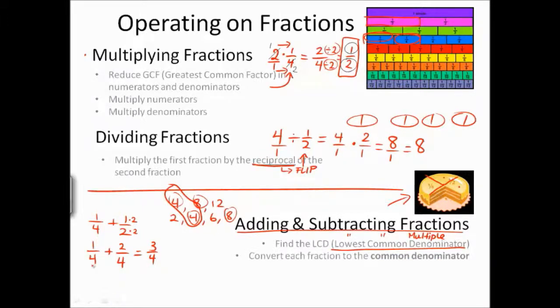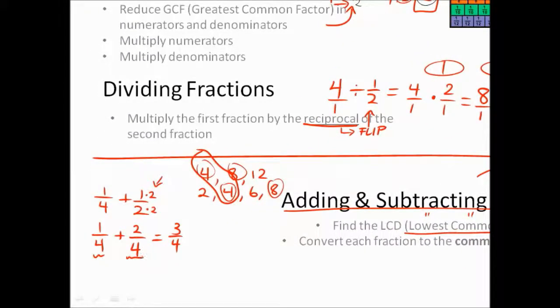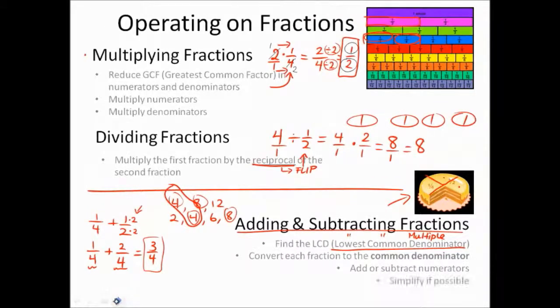Once you have the lowest common denominator, you want to convert each fraction to that common denominator as we did right here. So you can multiply the numerator and denominator in order to have the exact same denominators. Then we can follow with adding or subtracting the numerators. At the very end, if you can still simplify, do simplify if possible. You always want to answer in simplest form. So you look for any common factors between the numerator and denominator and divide that out.